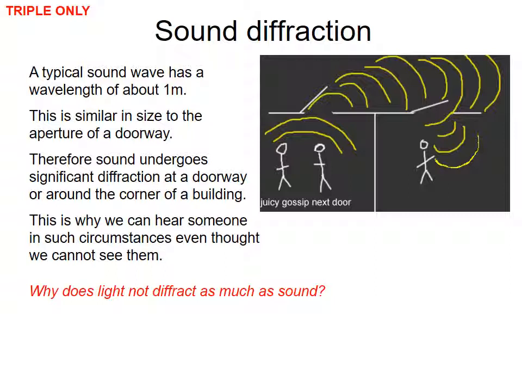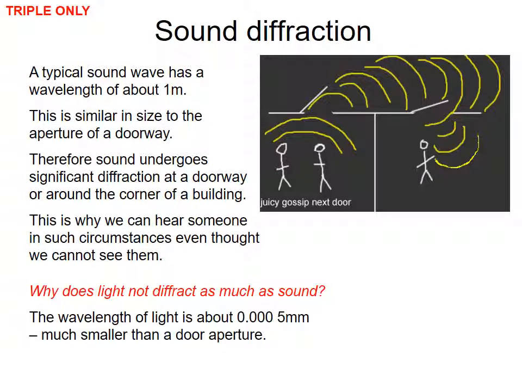Okay, so the reason why light does not diffract as much as sound is because the wavelength of light is a lot smaller than the door aperture. Remembering the size of the aperture relative to the wavelength determines the amount of diffraction. Measuring the speed of sound is usually a common experiment question used in exams.